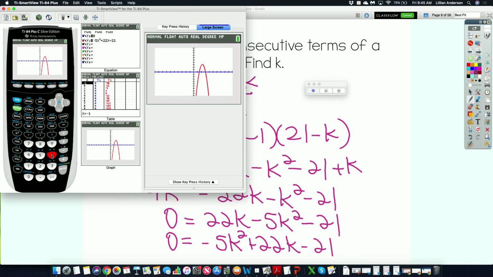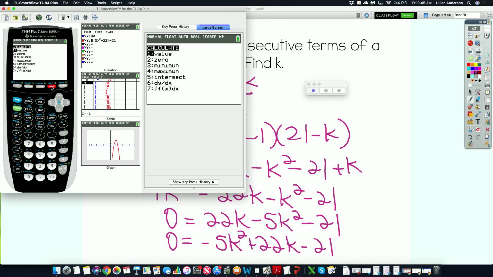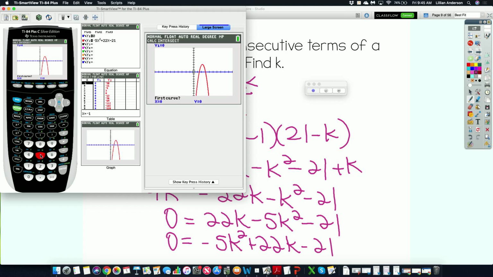If I want to find this intersection point, the one on the left, I go where? Second trace. It takes me to my options. I want option number 5, and I want to find the intersection to the left. So I move the cursor closer to the left intersection point. And once I'm there, how many times do I press enter? 3. The first time registers it for the first curve, the blue curve. The second time registers it for the red curve. And the third time, the calculator does all the work and gives you the answer of 1.4, which is 7 divided by 5.